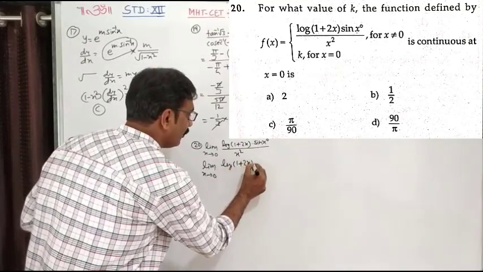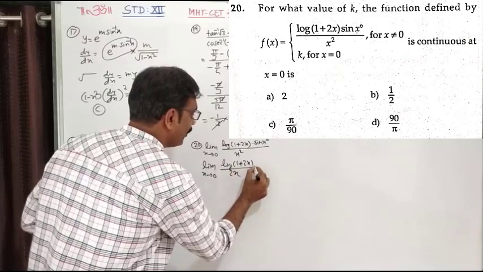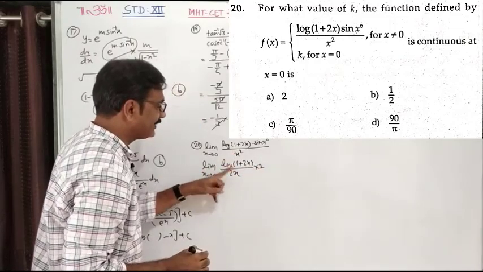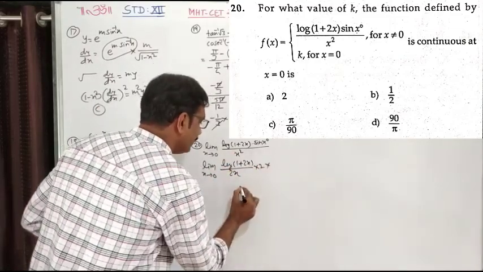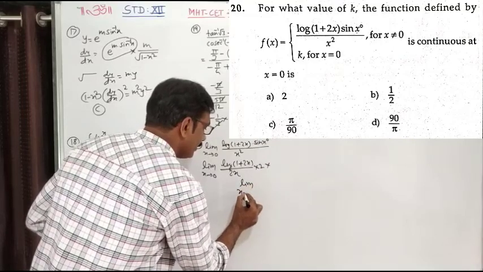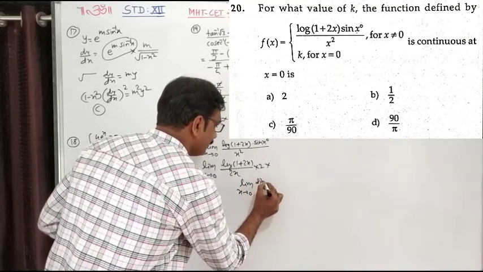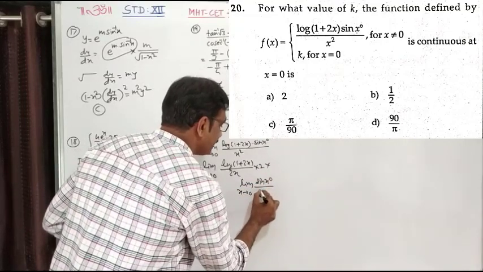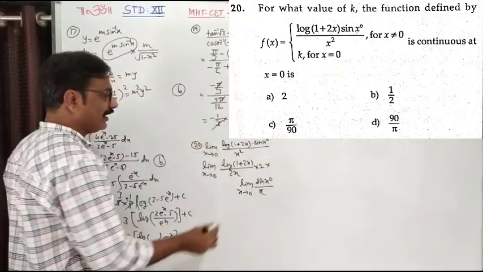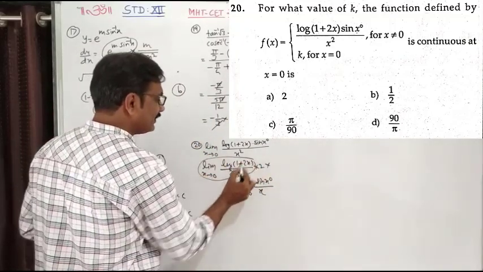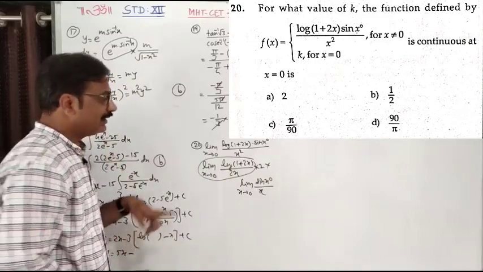Log of 1 plus 2x upon 2x into 2. I used one x here. Into limit x tends to 0 sin of x degree upon x. What about these? It is 1 into 2.